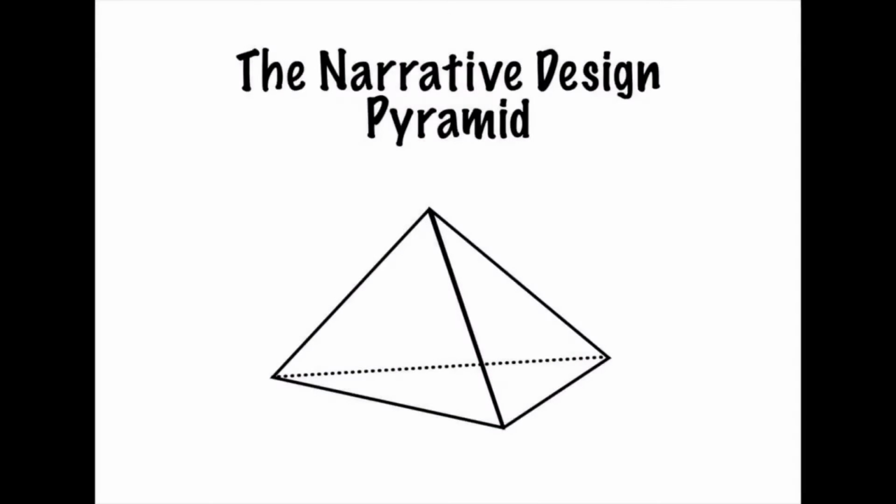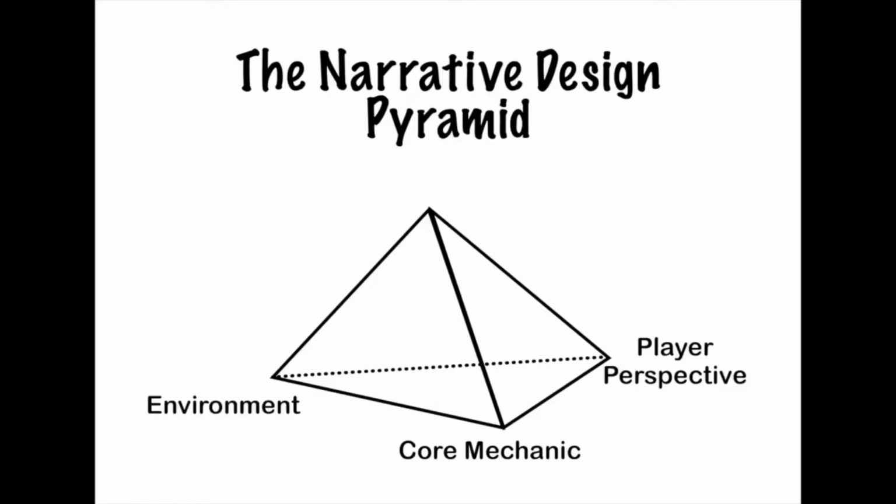And now, hopefully I'm not giving you mixed metaphor whiplash, but we're going to move on from the aquarium to the narrative design pyramid. Narrative design can be described as the relationship between four basic elements of a game: the core mechanic, player perspective, and environment. These three elements then converge at the top of the pyramid to define your narrative goal.